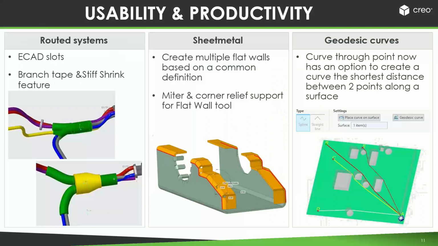Creo 8 also sees us continue to enhance our routed systems capabilities, starting with cabling. First, we've added support for branch tapes. Branch tape is essentially an identifier to say that at a particular joint or junction in my cabling, you need to wrap some tape around it. It's a graphical representation or cosmetic feature to say that tape needs to be wrapped around that particular joint. And then a stiff shrink is a slightly different feature, again cosmetic, but because it's a stiff joint, it'll actually change the flow or the path of that cable as it goes into and comes out of that joint.